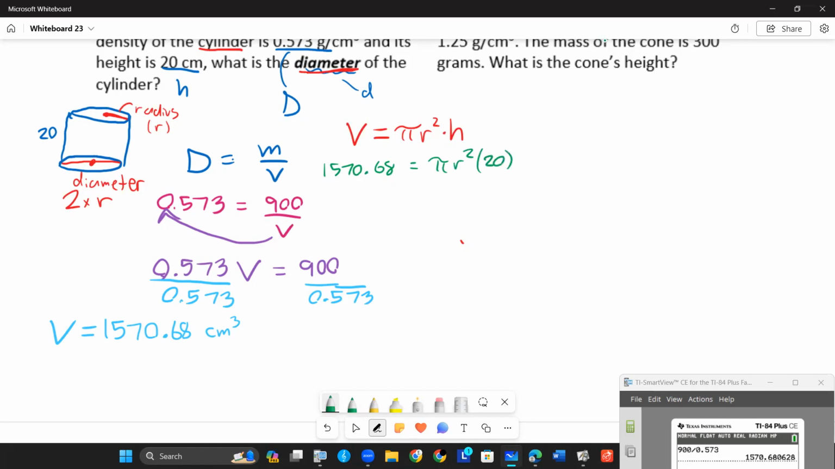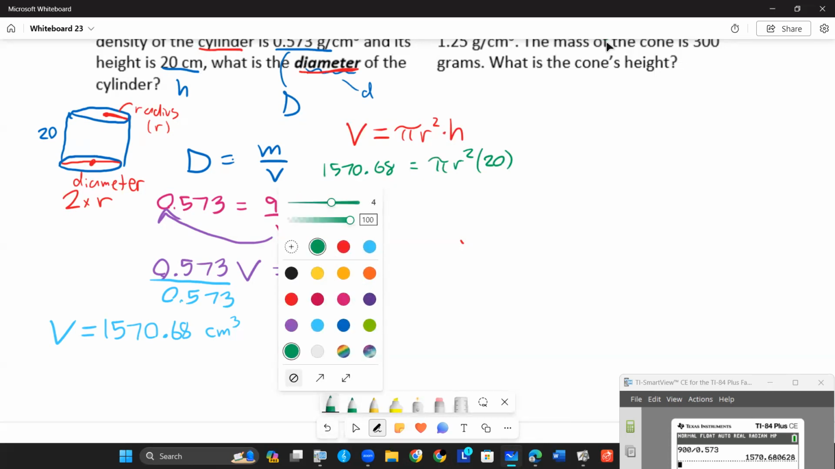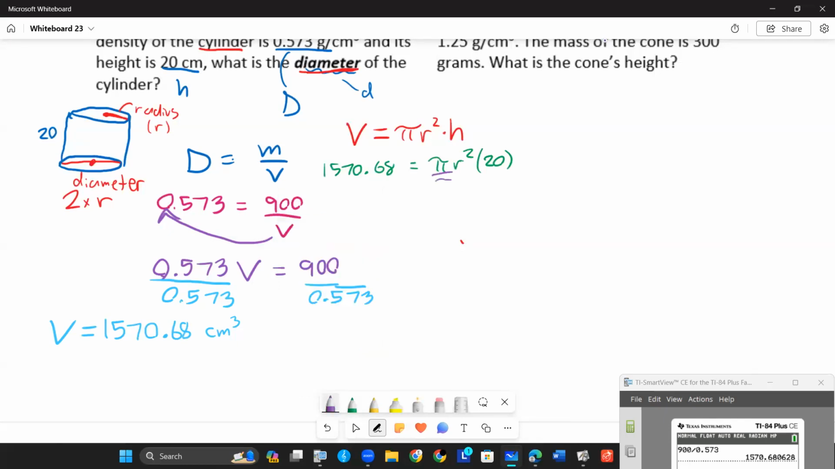In this problem here, we'd want to divide by the 20 and divide by the pi to get r squared by itself. So I'm first going to do a little bit of division. It doesn't matter which one you divide by first. So let's say you just want to divide that pi out.